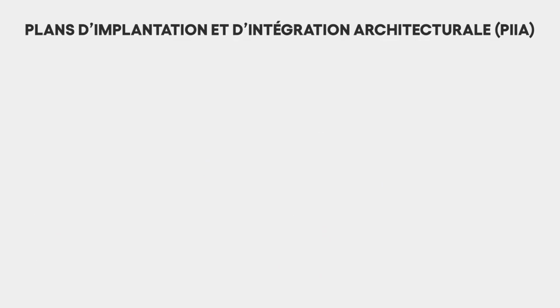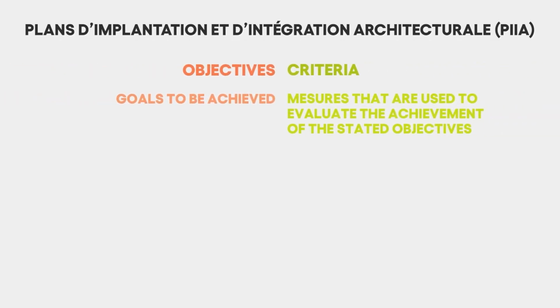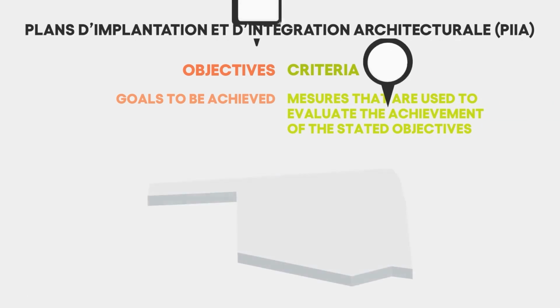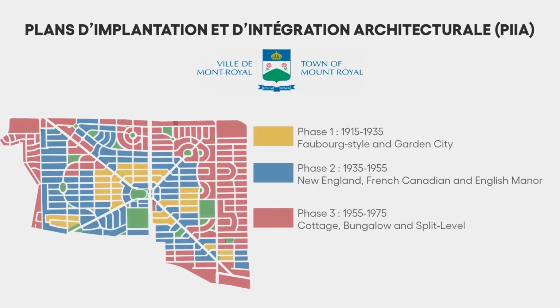In the case of a project subject to a PIIA, the CCU evaluates the project according to objectives, that is, goals to be achieved, and criteria, which are measures that are used to evaluate the achievement of the stated objectives. These are established in advance, according to the location and type of project being planned.